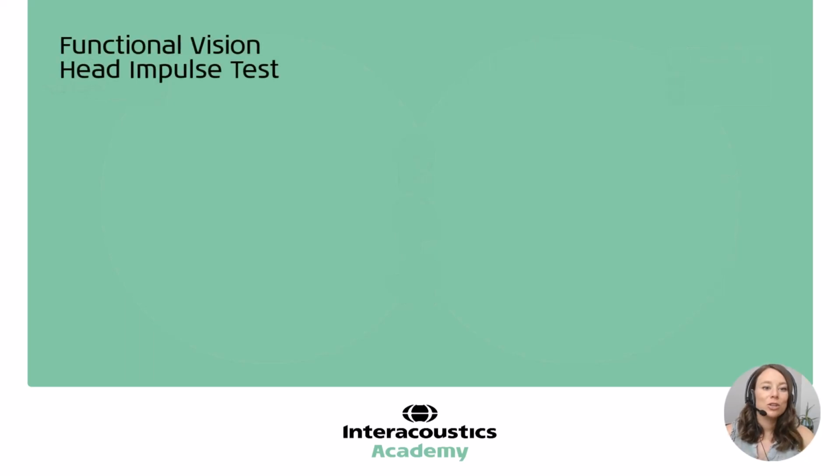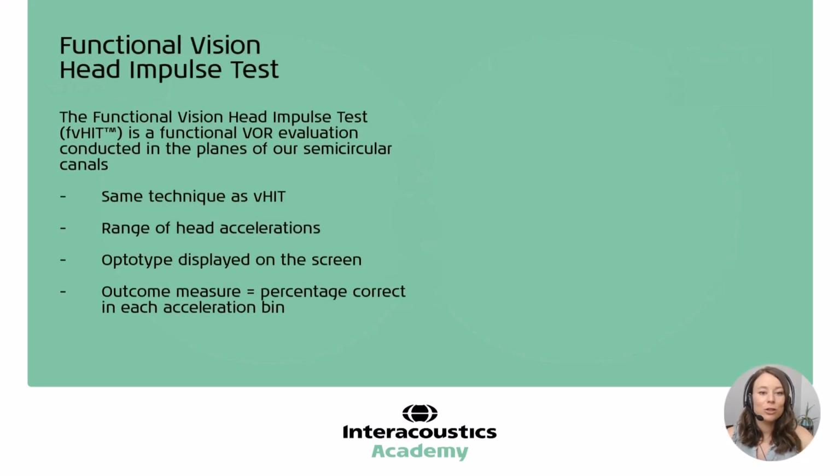So this functional vision head impulse test, as we've learned, is that functional VOR evaluation. It's the exact same technique as our vHIT, but we're looking at a range of head accelerations. The patient is supposed to say which direction the optotype is facing on the screen, and the outcome measure is the percentage correct at each acceleration.